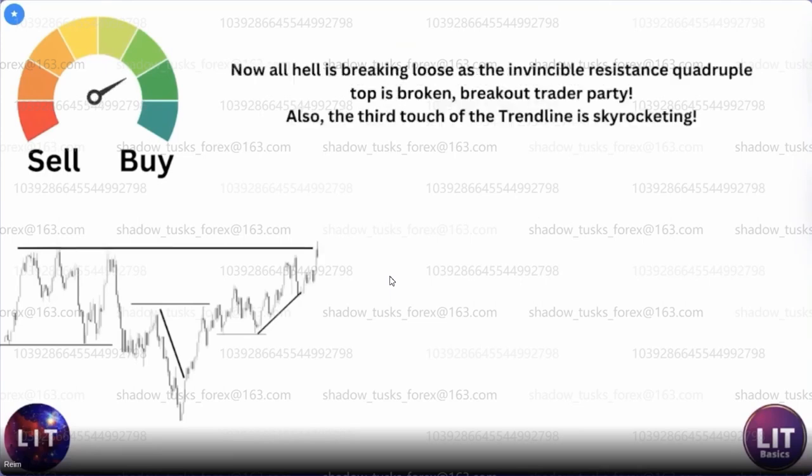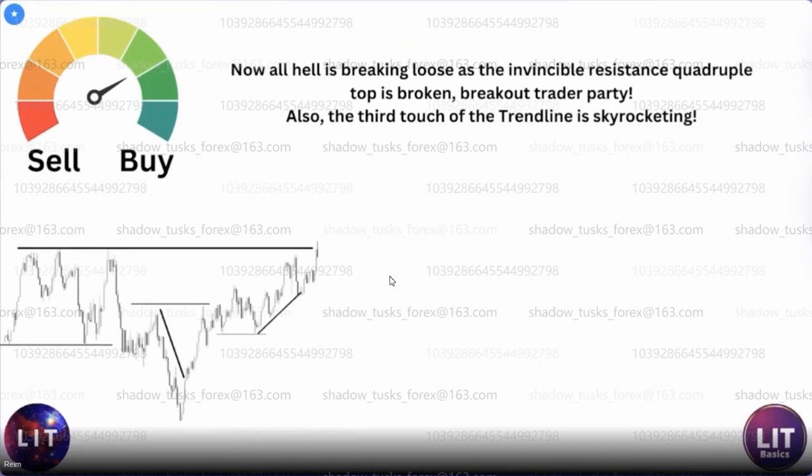So again, we have the reaction of the double or triple top, and we also have a third touch of the trend line. So now, at this point, all hell is breaking loose, as the invincible resistance of the quadruple top just literally got broken. So breakout party is going on. So also the third touch of the trend line is skyrocketing. So the smart money traders obviously are stopped out anyways if they sold off the imbalance, whatever supply in here, right? And again, trend traders, they're getting very excited. Breakout traders, they're getting very excited. Support traders, they're getting very excited.